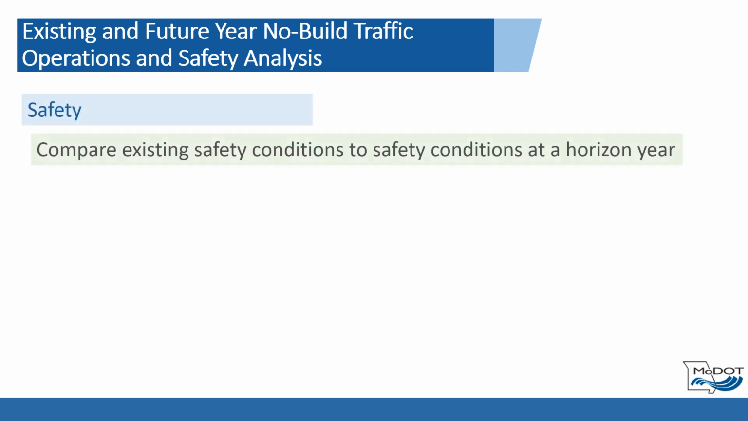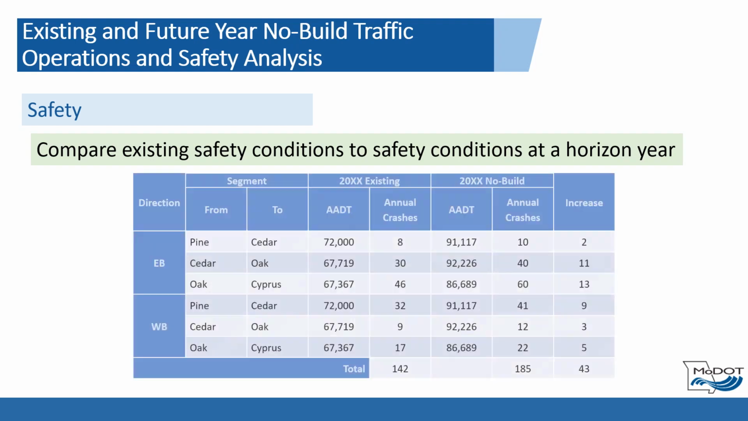The safety section compares existing safety conditions to safety conditions at a horizon year, assuming the roadway has not been improved. A table like the one shown may be useful in communicating this comparison. Similar to traffic operations, this section may discuss how changes in safety conditions over time may influence the problems defined in Section 1.3. For instance, an increase in annual crashes suggests safety conditions will worsen over time.